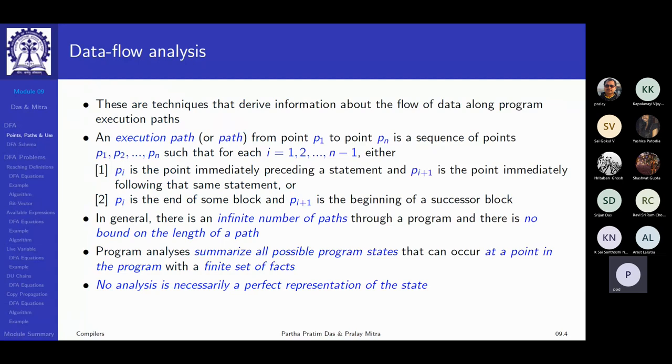Okay. Now, first we formally define an execution path. We all understand what a path in a program means, but to formally state that, we will say an execution path from a point P1 to a point Pn is a sequence of points P1, P2, ..., Pn, where Pi is a point immediately preceding a statement. I have a statement, so immediately preceding that, I conceptualize a point Pi, and Pi plus 1, the next point, is the point immediately following the same statement. This is what will happen inside a basic block. Otherwise, Pi could be the end of some basic block and Pi plus 1 is the beginning of the successor block.